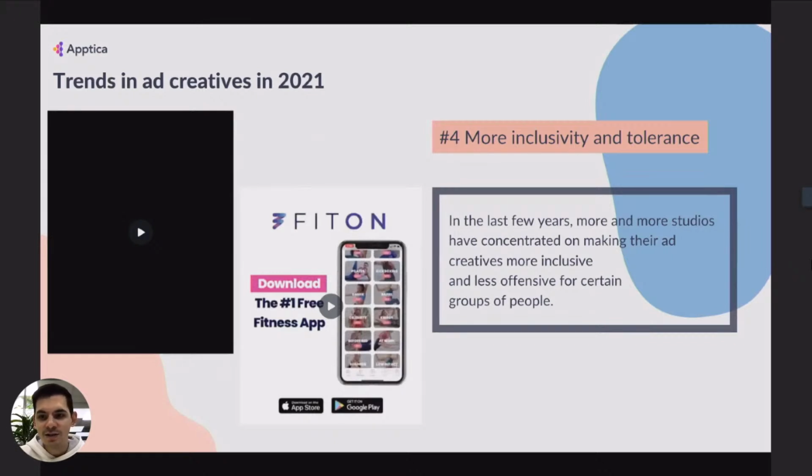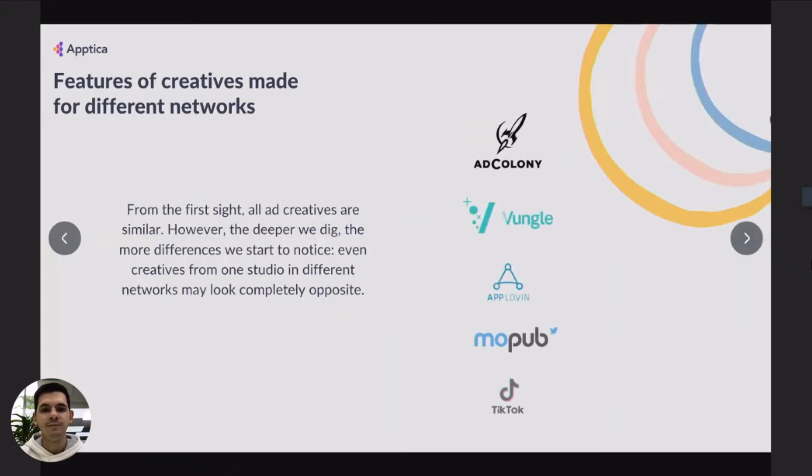And now I'd like to discuss the differences in ad networks, which we also took a look at, just to figure out how advertisers feed their creatives in different networks. Well, from the first side, all the creatives are similar, right? One half of them shows the gameplay, and another half presents the features of the various applications. However, the deeper we go, the more differences we start to notice. Even creatives from one studio in different networks may look completely opposite.